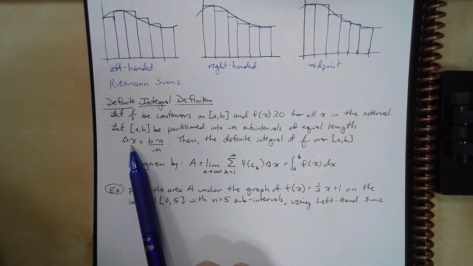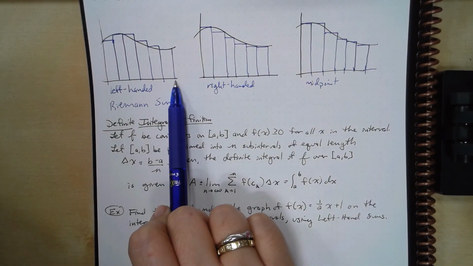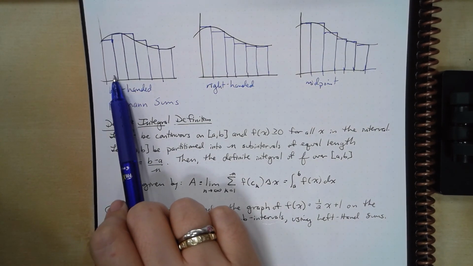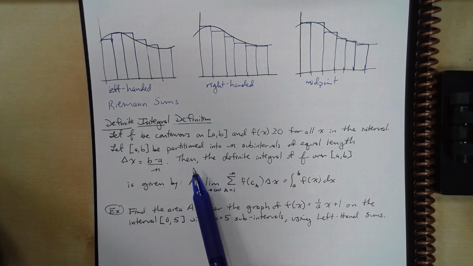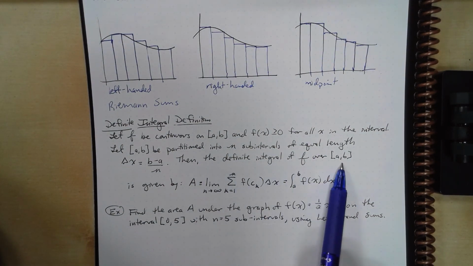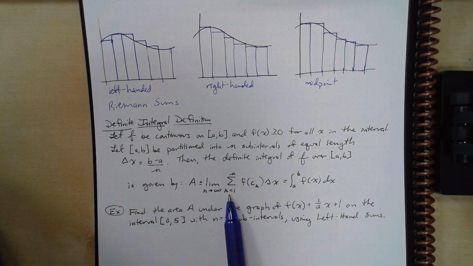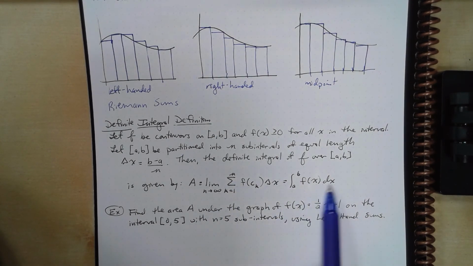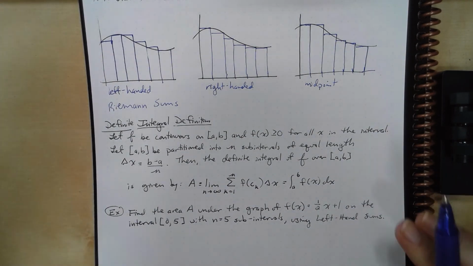Equal length, delta x is equal to b minus a over n. So b is going to be this point here, a is going to be this point here, and n is the number of rectangles. So in these examples, I used 6. Then the definite integral of f over a to b is given by area A is equal to the limit as n approaches infinity of the sum from k equals 1 to n of the rectangle areas, which is equal to the integral from a to b of f of x dx. Okay, don't worry about that right now. Let's just actually do one of these.